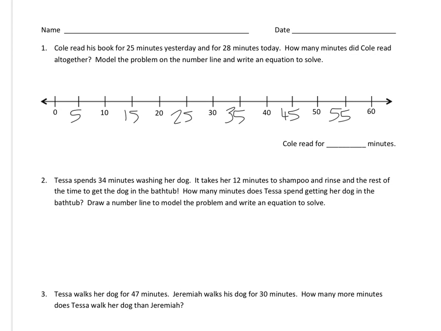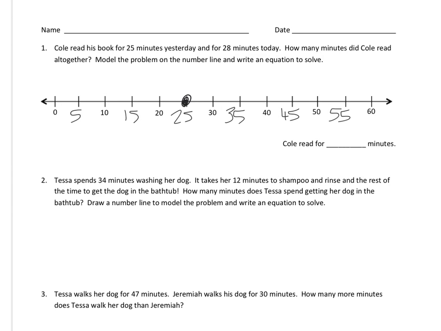Alrighty. And then we need to plot both of our times so we can find out how many minutes he had read. So first we're going to plot 25 minutes, and then we're going to have to add 28 minutes on to that. 25 minutes shouldn't be too hard to find because it's right on our number line. So let's start there. 25 is where he read first, so that's where we're going to start. Now we need to add 28 minutes on to that because of 25 minutes yesterday and 28 minutes today.